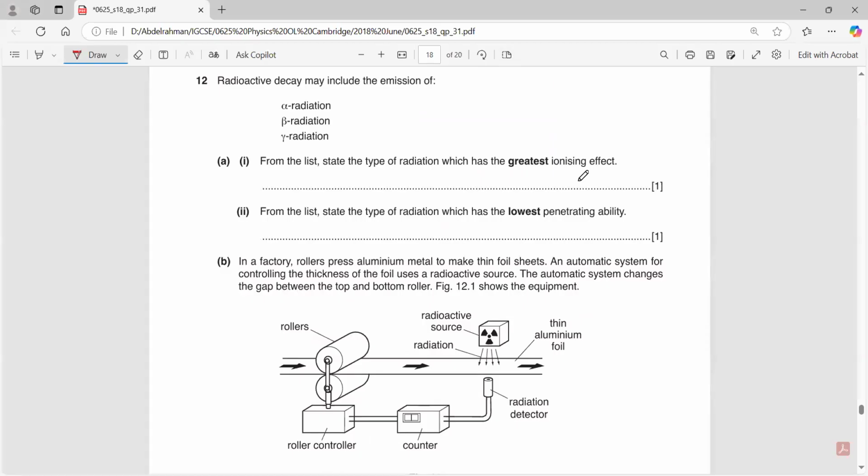Radioactive decay may include the emission of alpha, beta, or gamma. From the list, state the type of radiation which has the greatest ionizing effect. The greatest ionizing effect is alpha, of course, because it is positively charged, +2. So alpha. From the list, state the type of radiation which has the lowest penetration effect. The lowest penetration effect is also alpha.